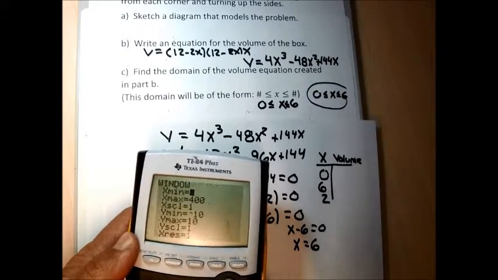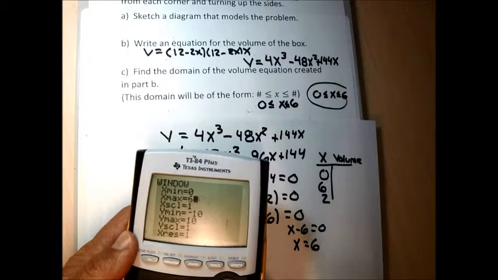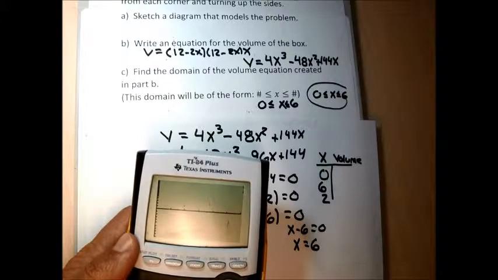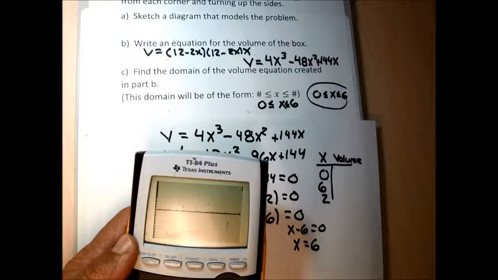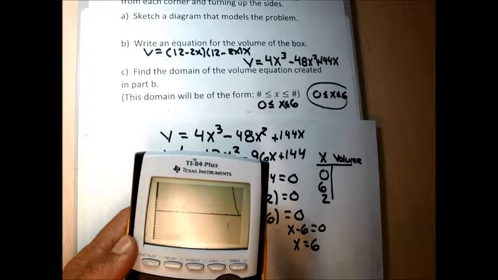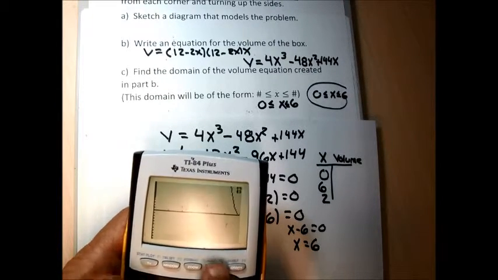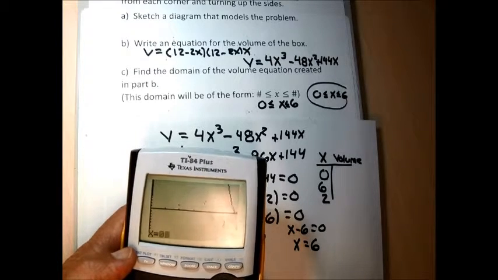And then window x min 0, x max 6. I don't care what the graph looks like. I can answer the question without seeing the graph, and I won't fuss and take the time to do that. So second calc value, type in 0.